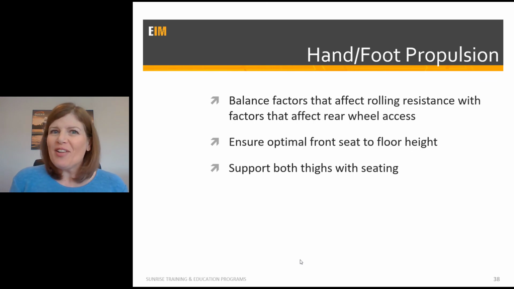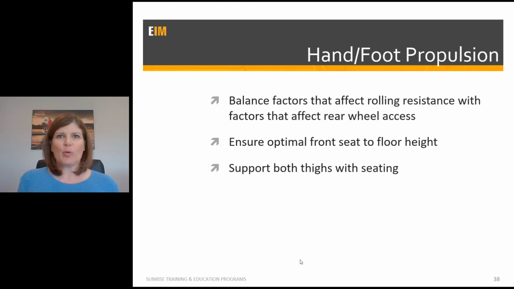So let's put all of this together. We're coming towards the end of the webinar. If we're thinking about hand and foot propulsion, we need to think about balancing the factors that affect rolling resistance with the factors that affect rear wheel access. So we need to think about those upper extremities for the client.